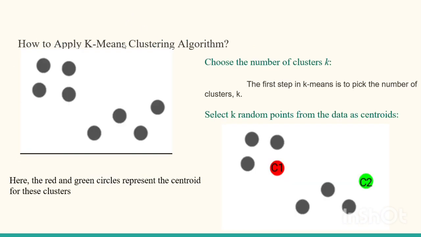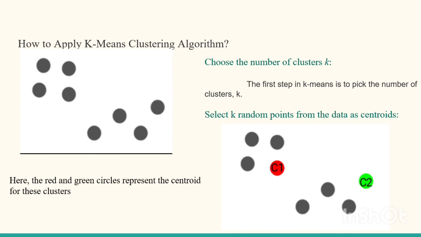Next, see how to apply the K-means clustering algorithm. Choose the number of clusters K. The first step in K-means is to pick the number of clusters. You can take 3, 4, or 5 clusters as you like. Next, select K random points from the data as centroids.